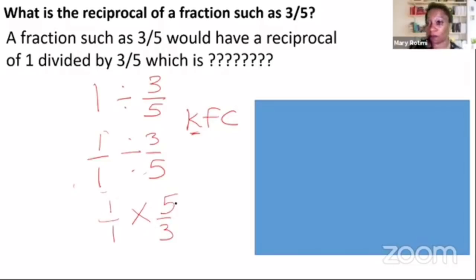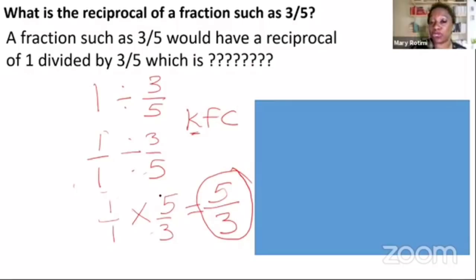Now we're back to multiplying these fractions. How do you multiply them? Just multiply the top and the denominator. That's a really good song, I would think. Anyway, so 1 times 5 is 5, and 1 times 3 is 3. Now, this is how you show your workings out to prove that 1 divided by 3/5 is 5/3.